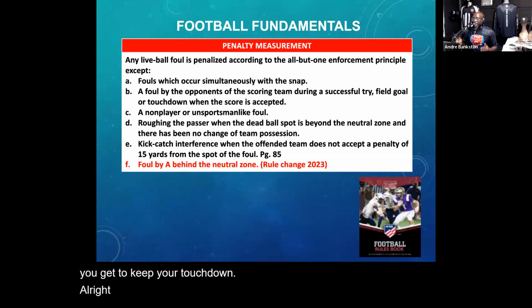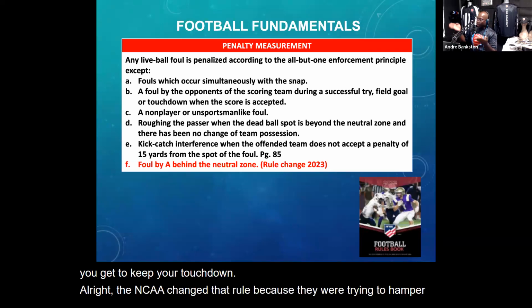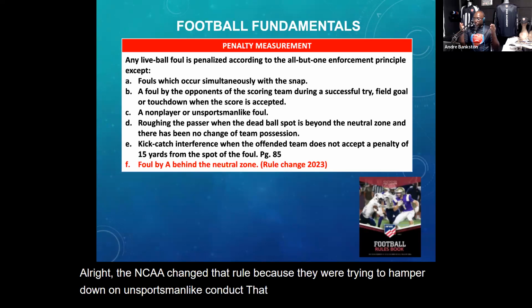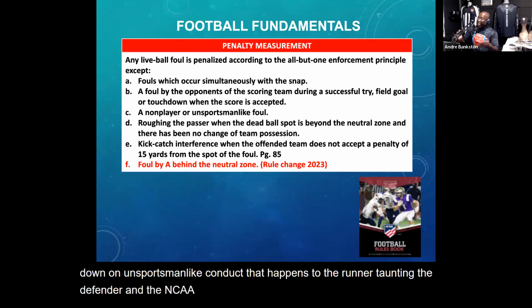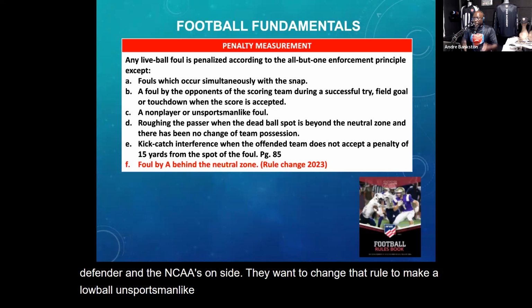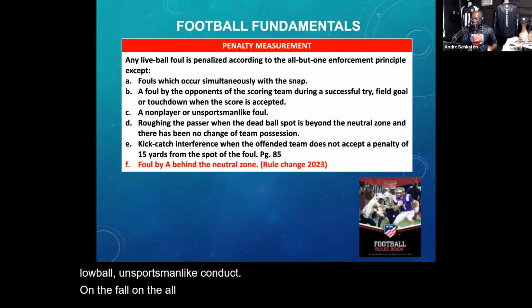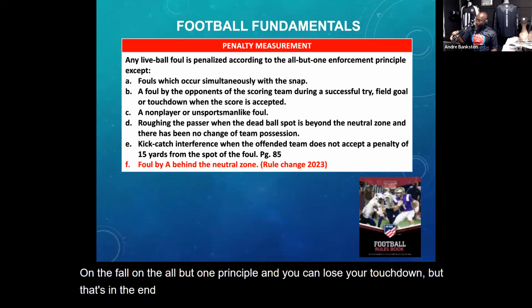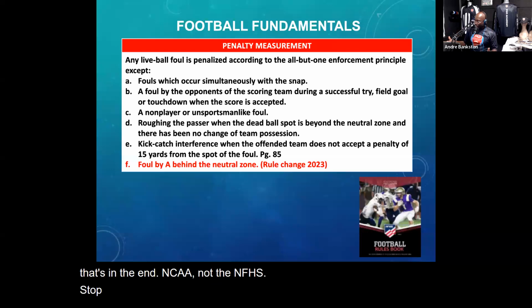All right. The NCAA changed that rule because they were trying to clamp down on unsportsmanlike conduct by the runner taunting the defender. And the NCAA decided they wanted to change that rule to make a live ball unsportsmanlike conduct fall under the all but one principle, and you can lose your touchdown. But that's in the NCAA, not the NFHS. So stop calling back touchdowns for unsportsmanlike conduct.